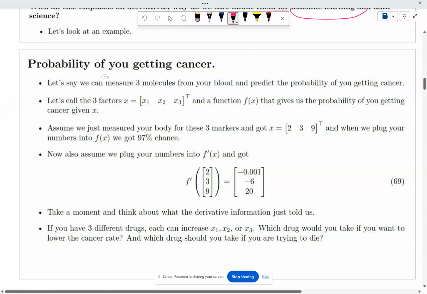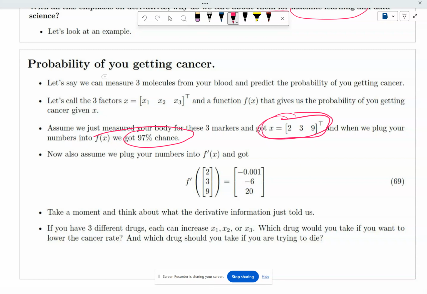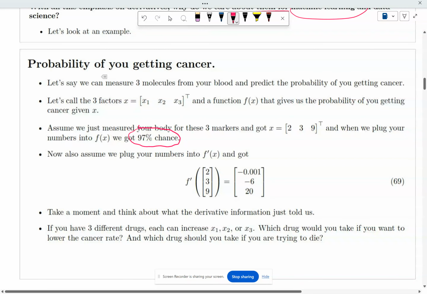Now, assuming we measure your body, these three markers, and we got our result back, and the results were 2, 3, 9. They don't really mean anything until you plug them into the function. So you plug 2, 3, 9, three inputs, into your function that takes three inputs, and out it spits 97%. So it's saying that you have a 97% chance of getting cancer. Well, those are not very good odds, but okay. That's what I said: the function has a purpose. You put some input in and it gives you some predictive information.